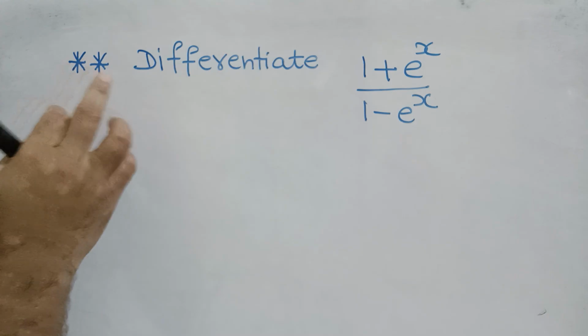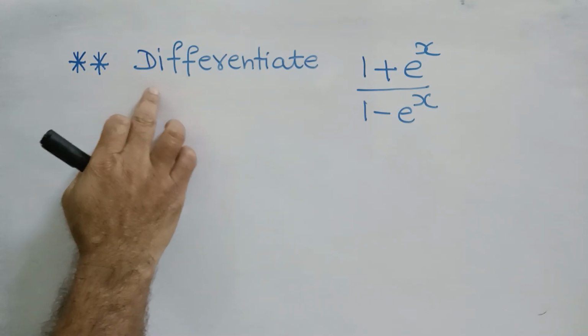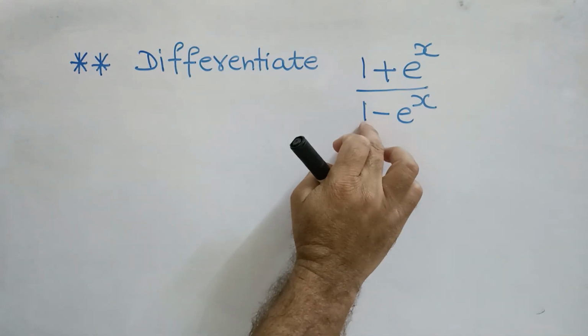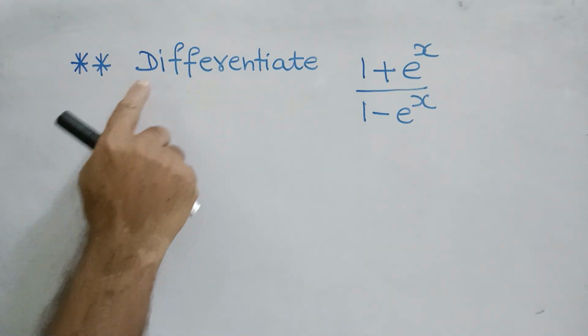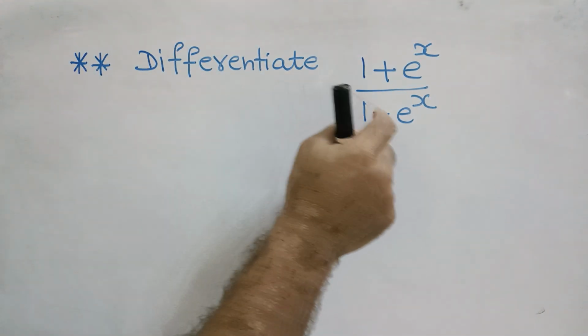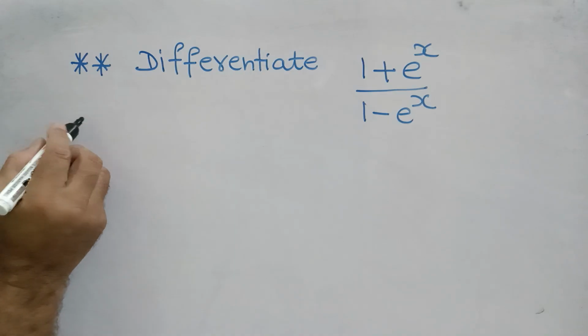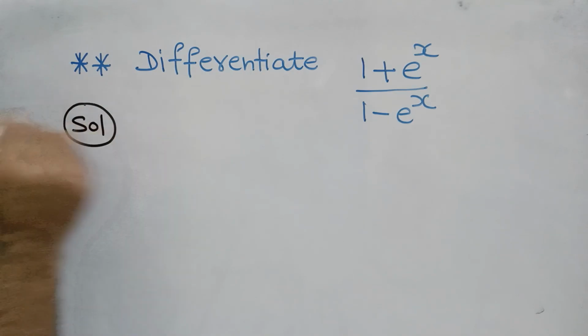Out of that, first example, let us see: differentiate (1 plus e^x) by (1 minus e^x). So this is the given function you are asked to differentiate, right? So I will quickly solve this for your benefit. How can I solve this?